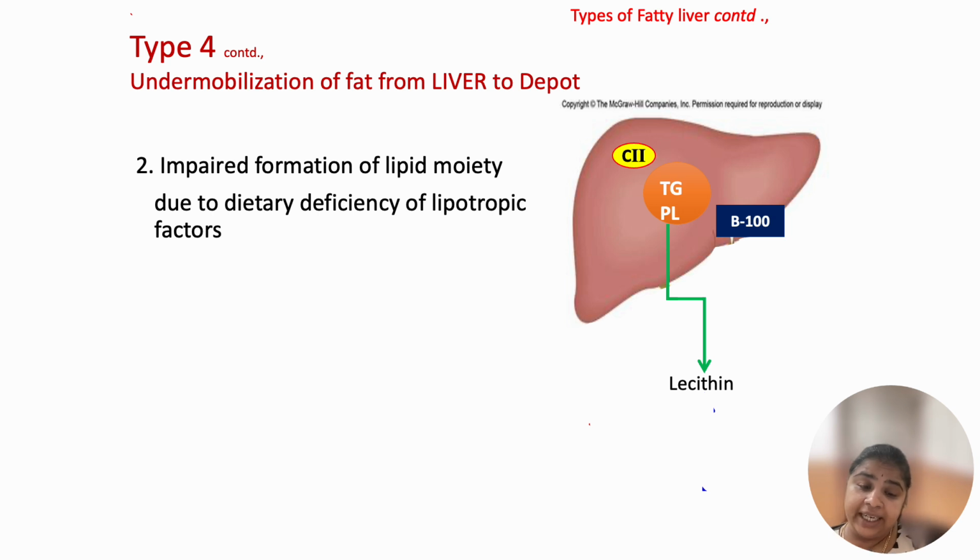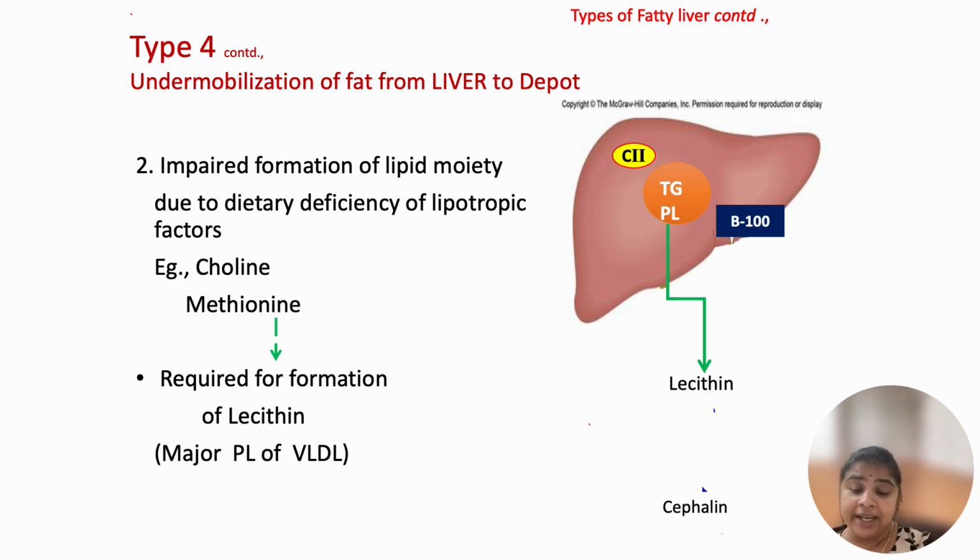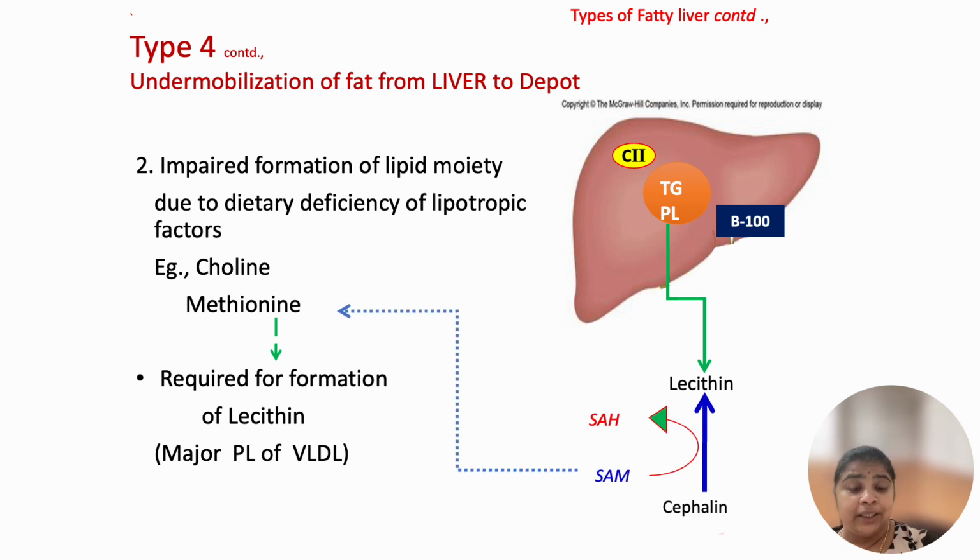Another reason for impaired excretion of VLDL can be deficiency of the lipotropic factors. We require the phospholipid lecithin for formation of VLDL. Lecithin requires choline and methionine, and methionine in the form of S-adenosyl methionine is required. So, if either methionine or choline is deficient, then synthesis of lecithin gets affected and therefore export of the triacylglycerol gets affected.